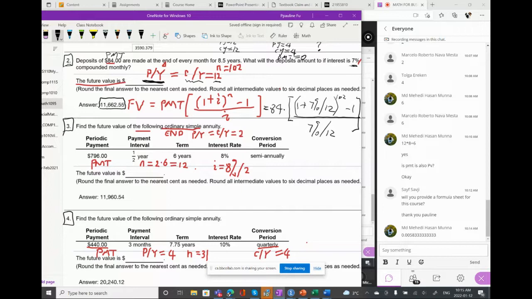Now, I will introduce calculator method. I will strongly suggest you use a calculator to do the quiz, to do the test. It is fast, it is accurate, it is convenient.